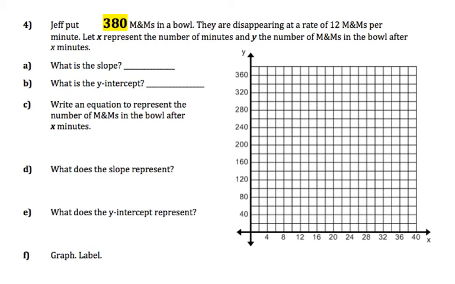So what's our slope? Again, we're going to go back and look through. We got 380 M&Ms in a bowl. We also know that these M&Ms are disappearing at a rate of 12 M&Ms per minute. Now, a key there is the rate. When it says rate, oh, this has got to be my slope. There's another key here, disappearing. Think about what's happening. We have M&Ms, and they're disappearing. So that means that they're decreasing by 12 M&Ms per minute. So our slope is negative 12.